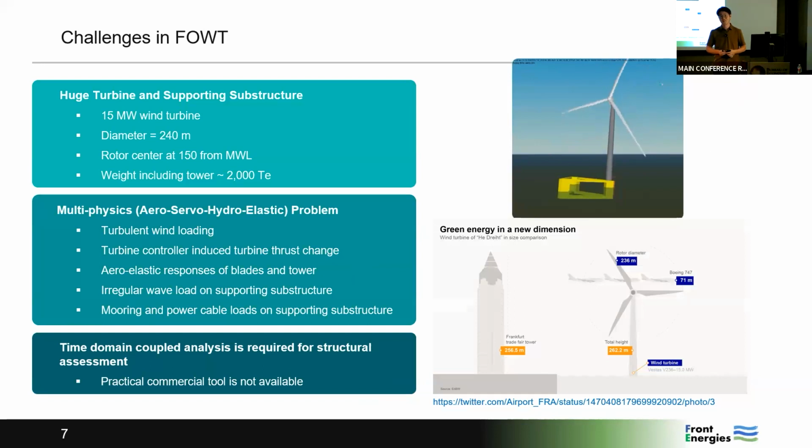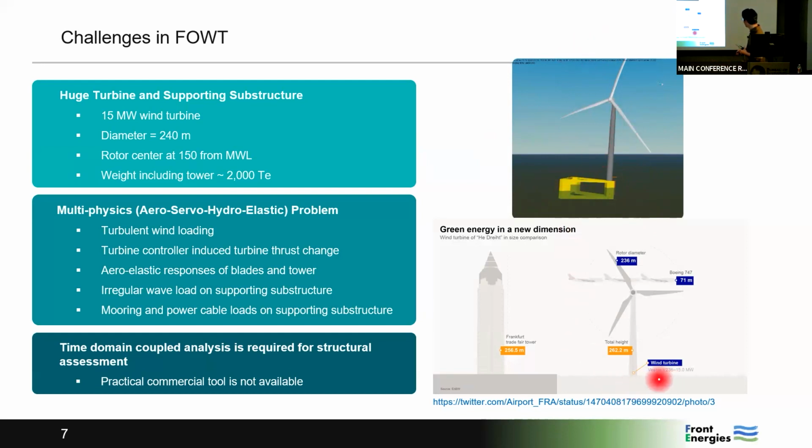And I would like to say, so what is the challenge in the floating offshore wind turbine? You can see this is the OC4 model, the scaled model. Recently, the investors or the operators are thinking about the 15 megawatt wind turbine for floating wind turbine operation. The 15 megawatt wind turbine has a rotor diameter of 240 meters, and the rotor center, meaning the hub center, is at a 150 meter location from the mean water level.